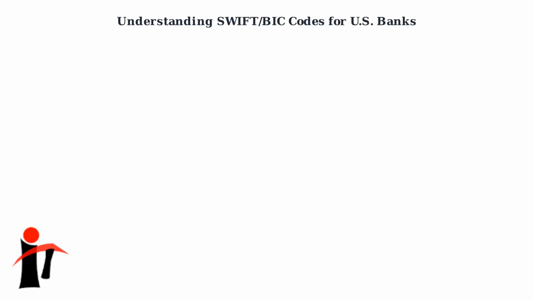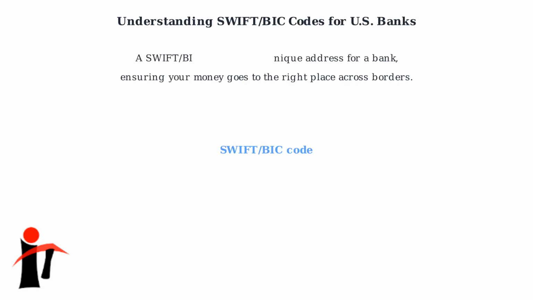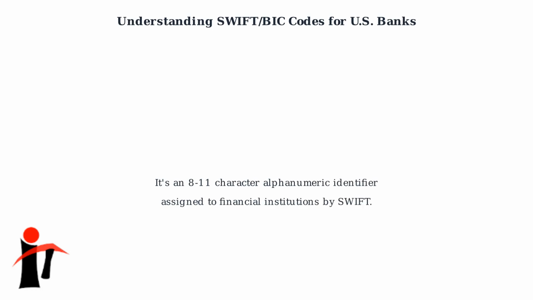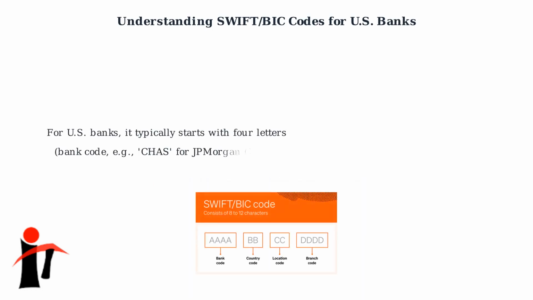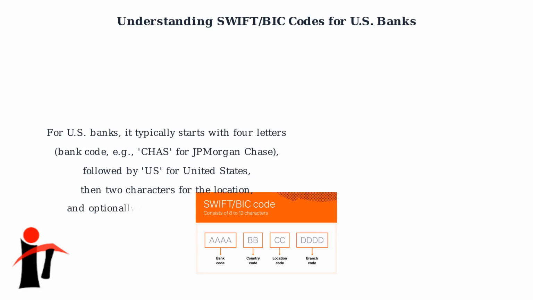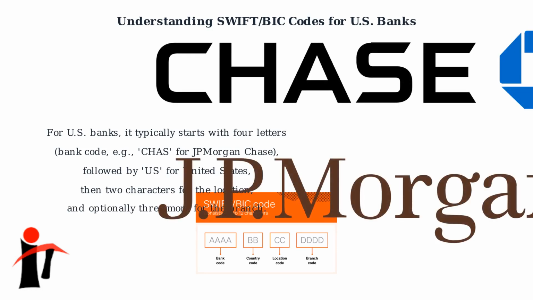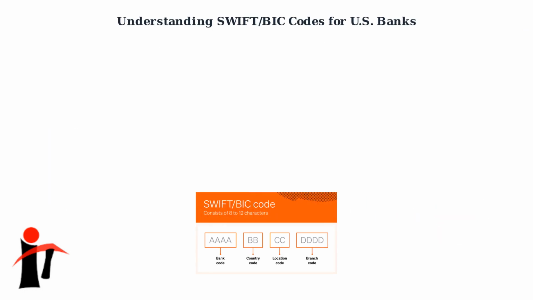A SWIFT BIC code is like a unique address for a bank, ensuring your money goes to the right place across borders. It's an 8 to 11 character alphanumeric identifier assigned to financial institutions by the Society for Worldwide Interbank Financial Telecommunication. For U.S. banks, the code typically starts with 4 letters identifying the bank, followed by US for the United States, then 2 characters for the location, and optionally 3 more for the branch.